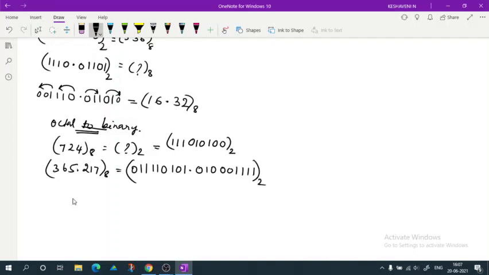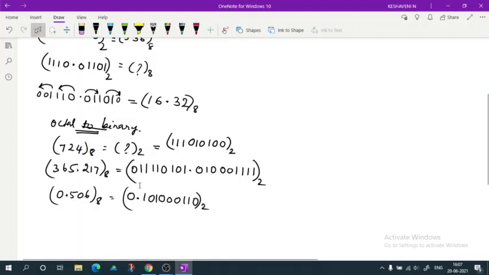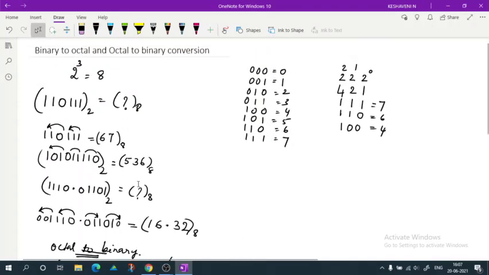Next consider another example, 0.506. This can be written as 5 is 101, 0 is 000, 6 is 110. So this is the conversion. You need 3 bits to convert from octal to binary, and in order to write from binary to octal, again you have to consider 3 bits. So this is the way of converting binary to octal as well as octal to binary.